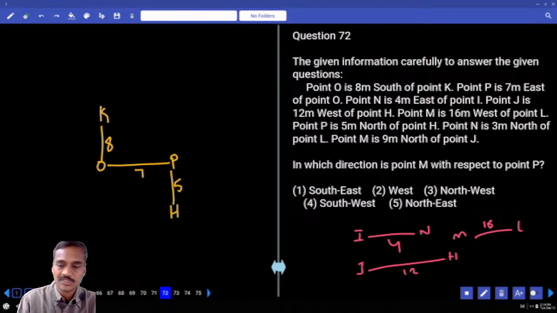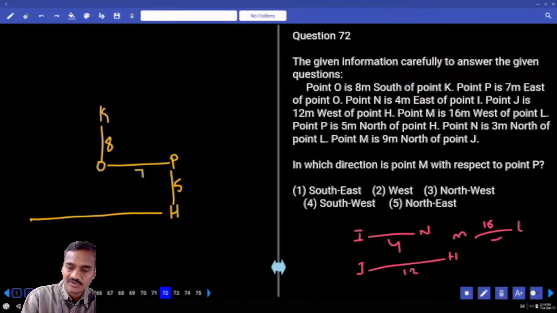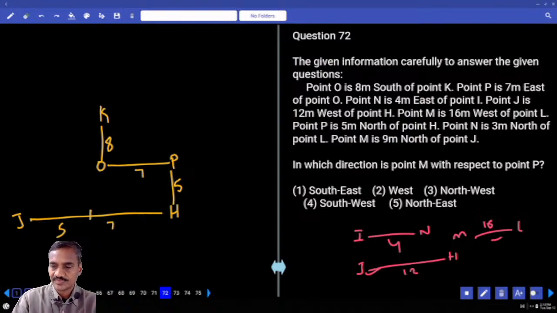P is 5 meters. Now if P is 5 meters, H and J is 12 meters to the west of H. J is 12 meters. Now this is 7 and this is 5. J is 12 meters. And N. N is here, M and L.